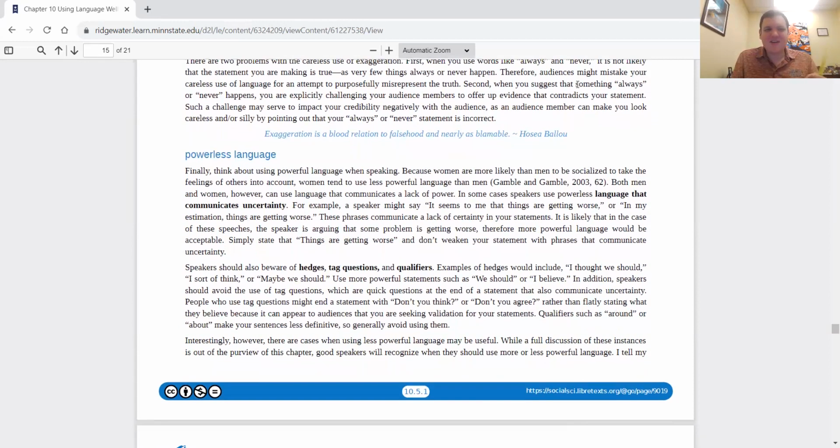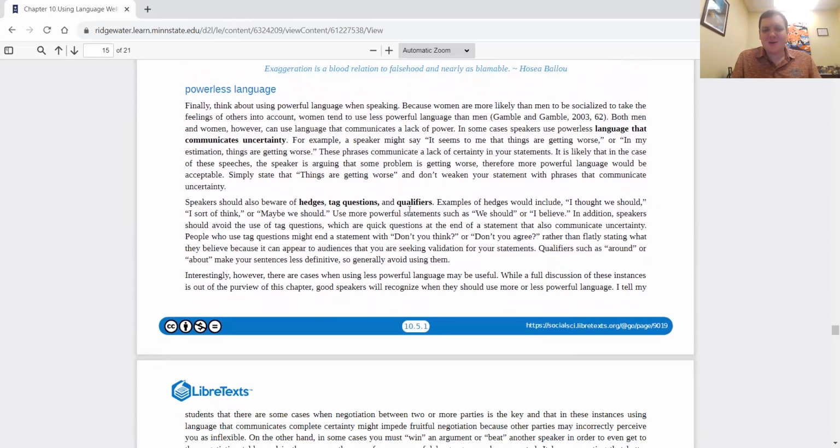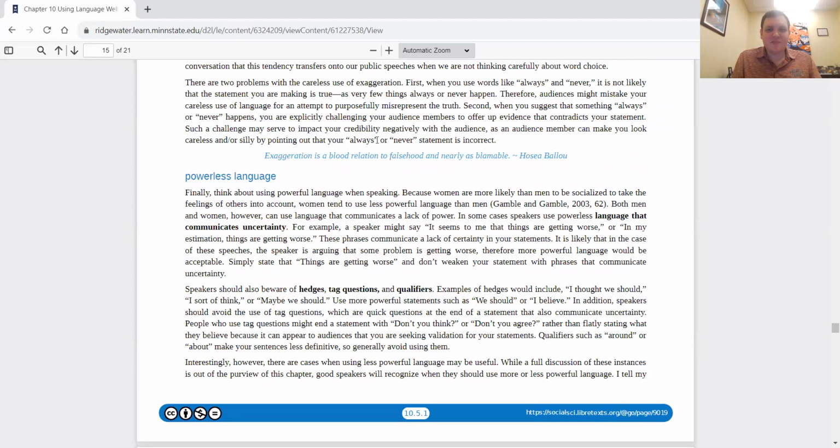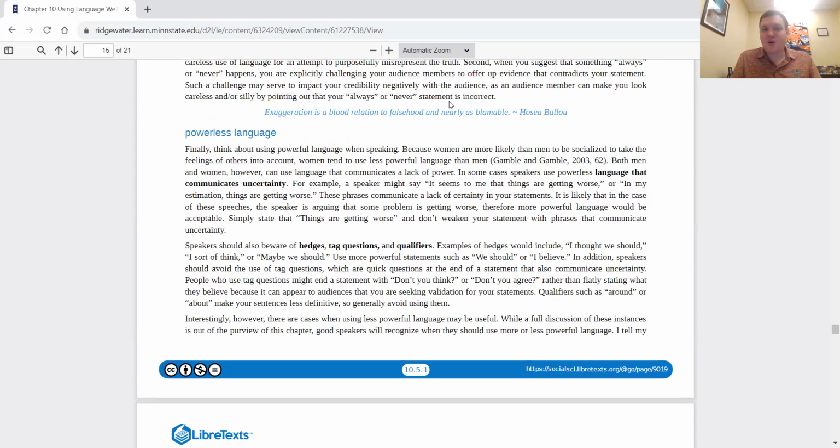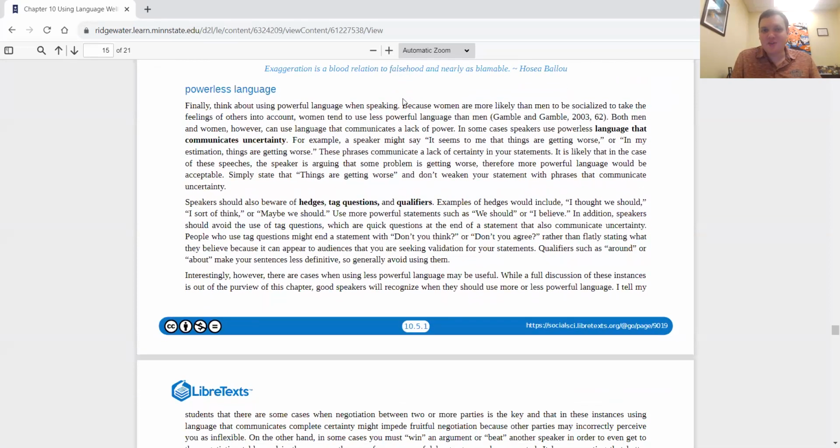And here it says, don't use qualifiers, right? So it gives different advice, but be careful about what you pick. Powerless language is language that communicates uncertainty. Here it says always or never could be an incorrect statement, so don't use that. On the other hand, let me give you opposite advice: don't use qualifiers, right? Don't use "well," "maybe," "possibly," "I think we should," "I sort of," "maybe we should." We should use more powerful statements: "We should," "I believe," because those are going to have more of an impact. So if you are using always or never, make sure it's in a context where it's actually true.